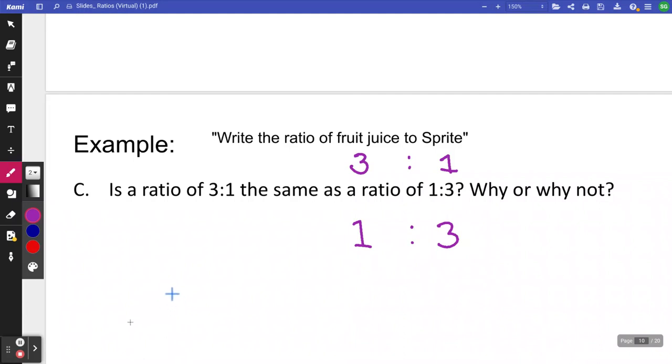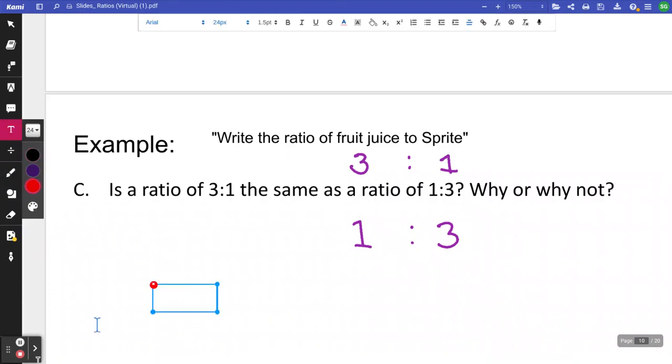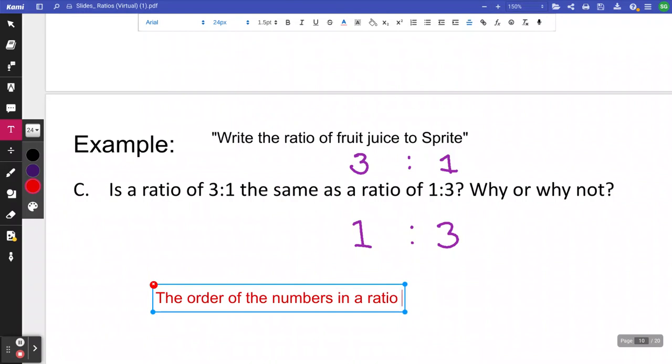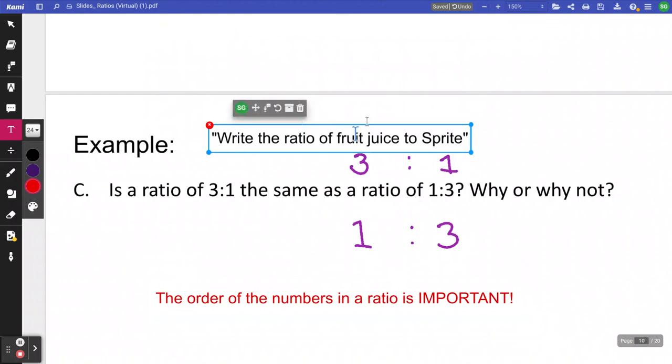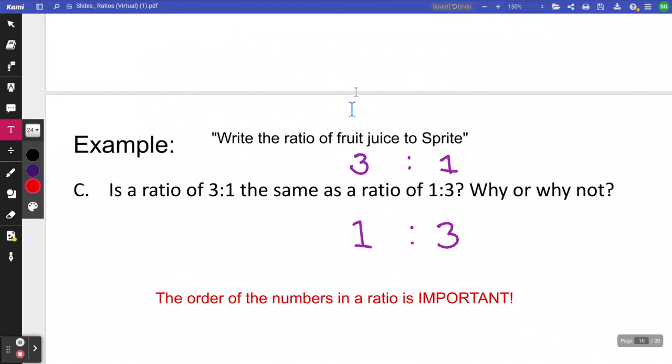So when we're talking about ratios, the order you write those numbers in your ratio is really important. And I'm going to write that down, and I encourage you to write it down in your notes as well. The key here is the order of the numbers in a ratio is important. When I was looking at that question, write the ratio of fruit juice to Sprite, I had to list the number of cups of fruit juice first and the number of cups of Sprite second. Because when we're working with this ratio, there's no more words anymore, right? I'm just looking at 3 to 1. So the only way I know what that 3 and what that 1 are talking about are from this question here. So I can't just switch around those numbers.